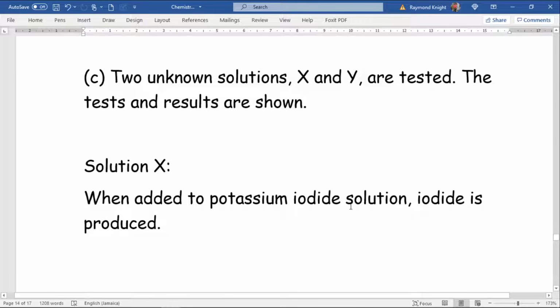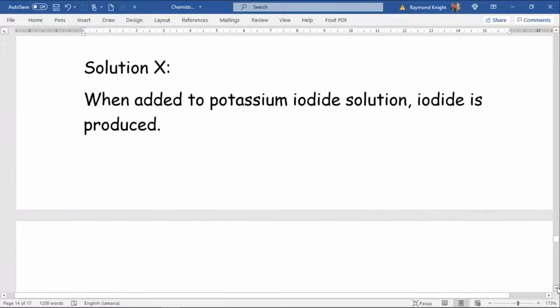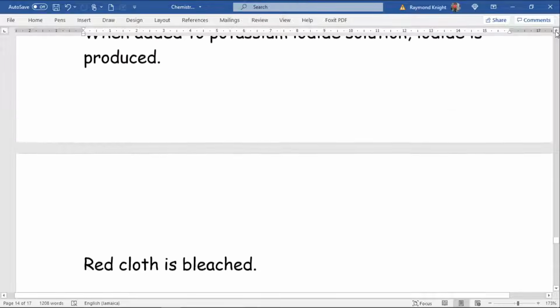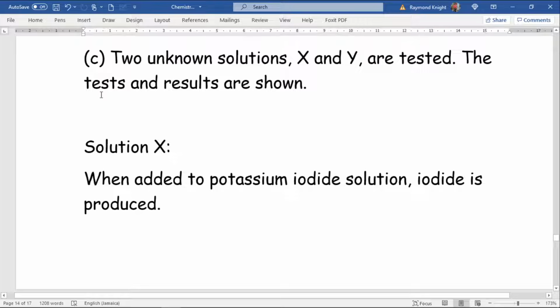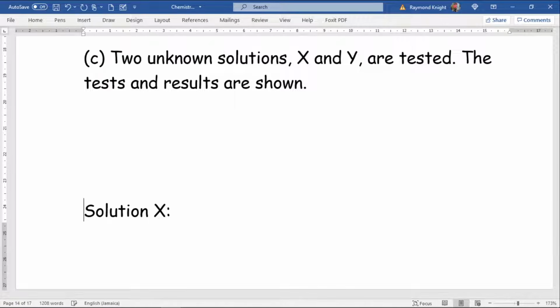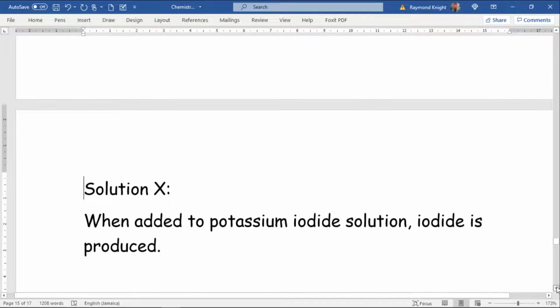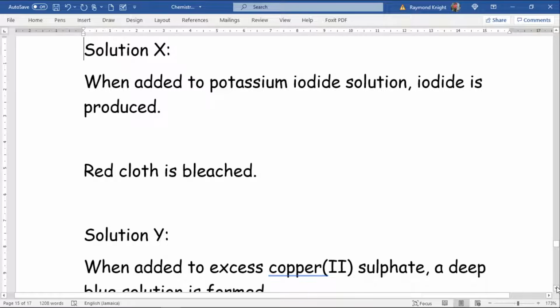So this is a very unique thing that is happening here. You produce iodine, but you produce iodide, and then it said red cloth is bleach. Let me put everything on one place, one page, so at least you could see this. So bleach, red cloth. If you bleach any cloth, you know what gas is there in that solution. It's chlorine, isn't it?